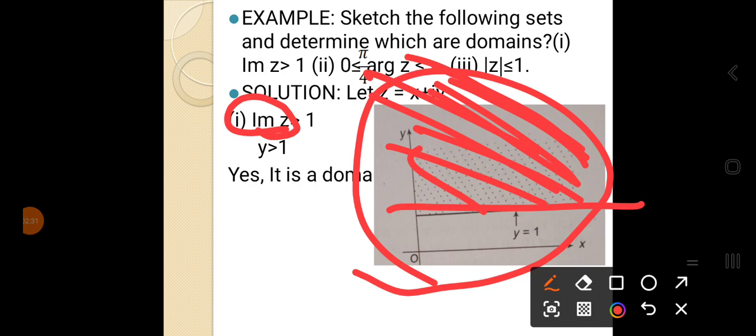For a domain we have two conditions: first, it is connected, and second, it is open. It is both open and connected. So the first case, Im of z greater than 1, is a domain.